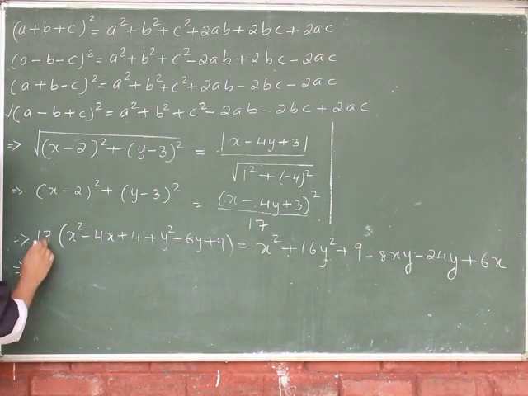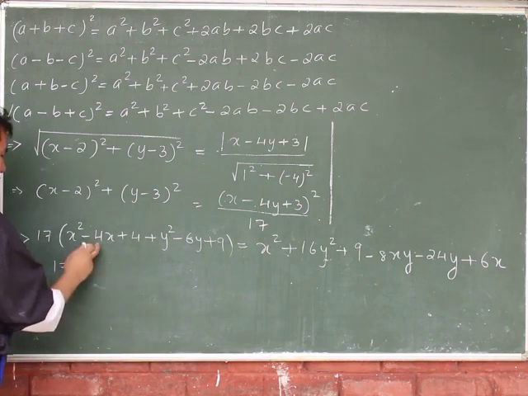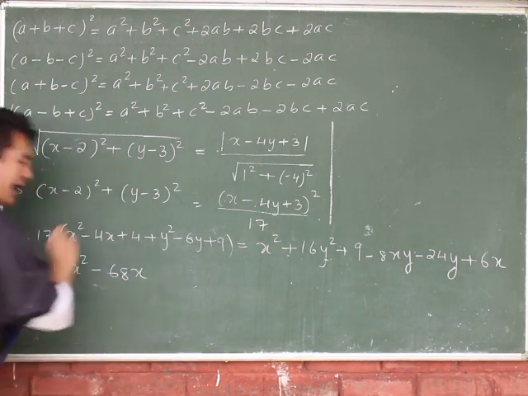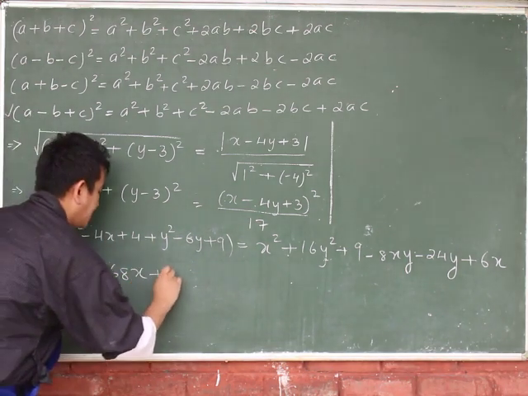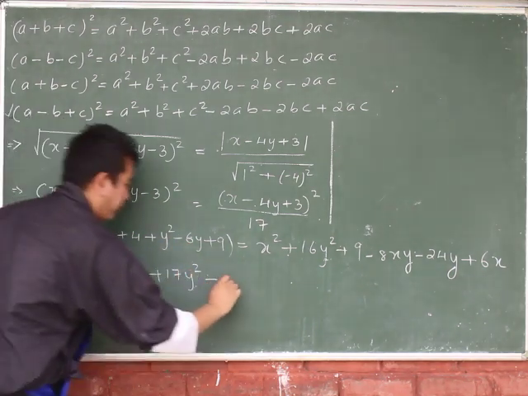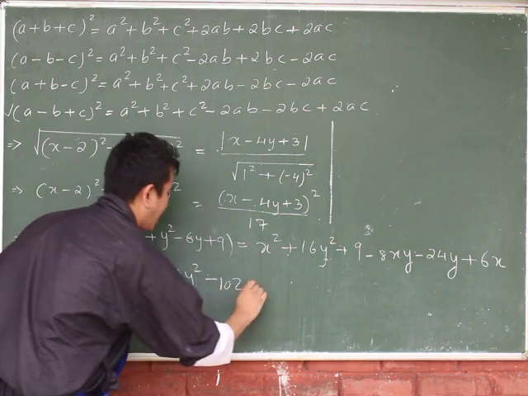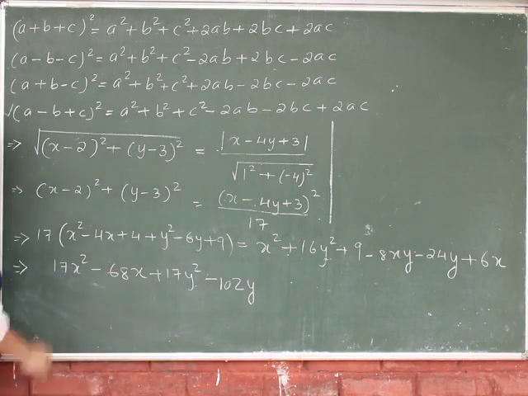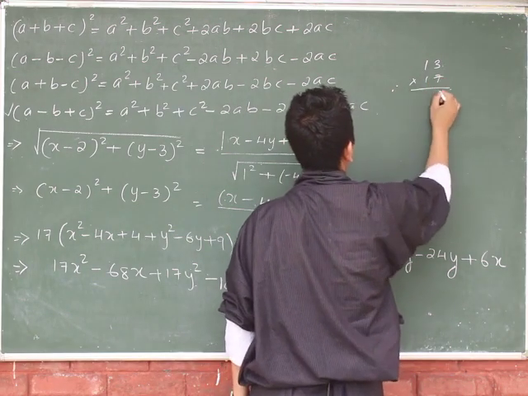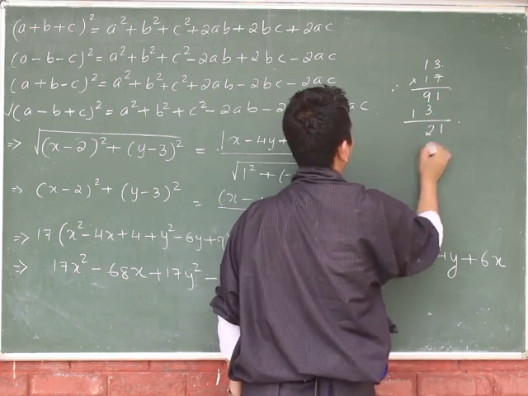Now please open this bracket. We have 17x². Open with this one, minus 4 times 7 is 28, 4 times 1 is 6x. Then open again this one, plus 17y². Open with this, minus 6 times 7 is 42, so 102y. Then 9 plus 4 is 13, 13 times 17, which is 221.